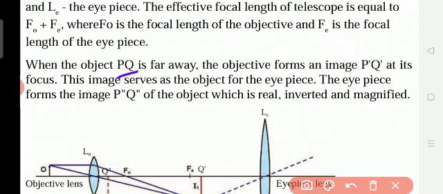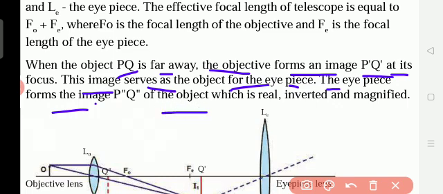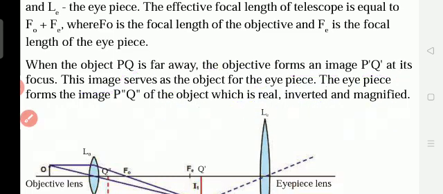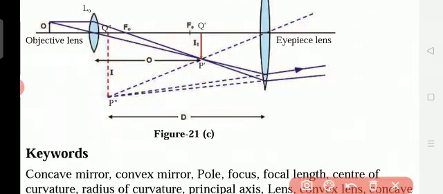When the object PQ is far away, the objective forms an image P'Q' at its focus. This image serves as the object for the eyepiece. The eyepiece forms the image P''Q'' of the object, which is real, inverted and magnified. And this image is magnified, big but real.